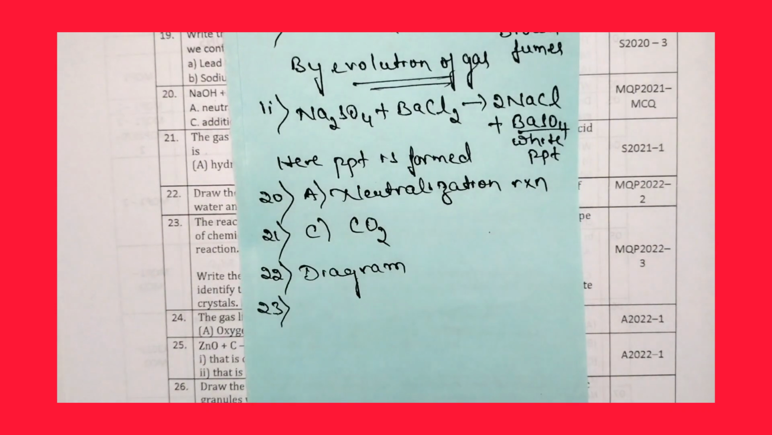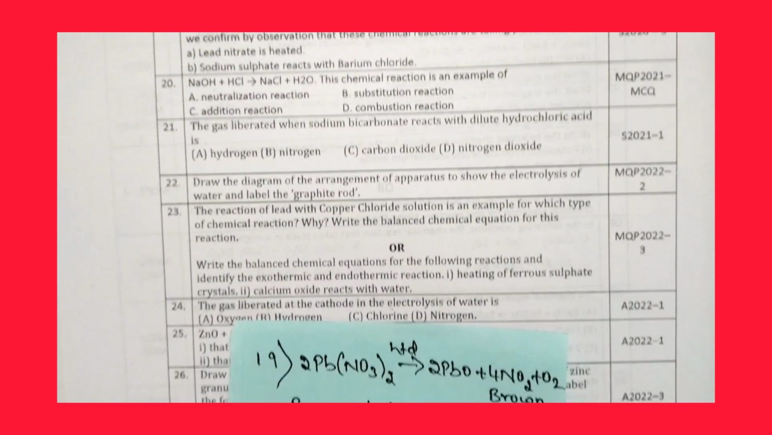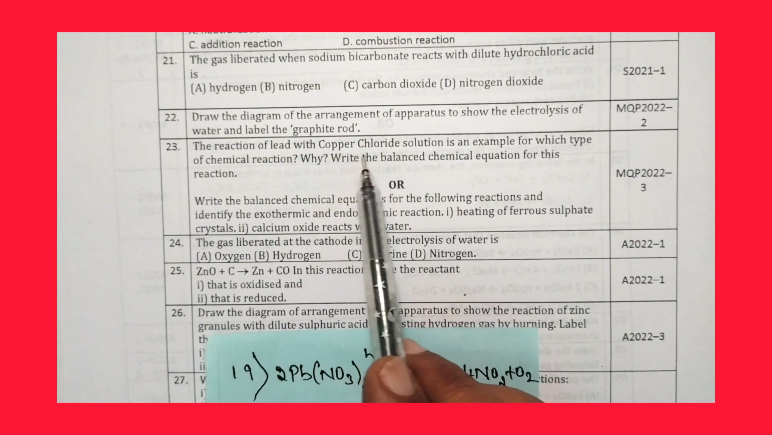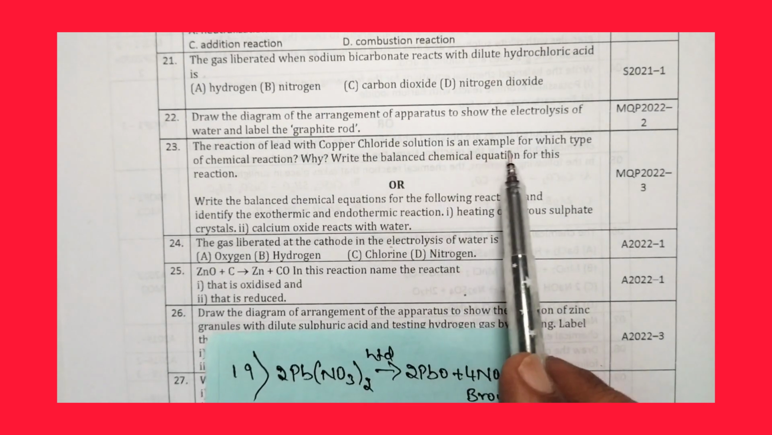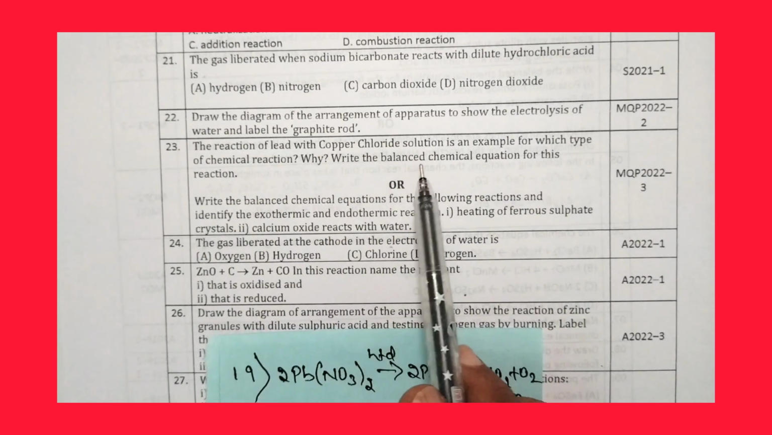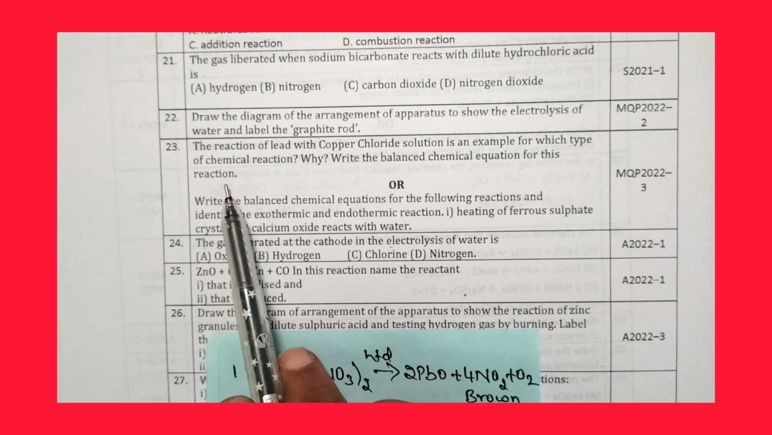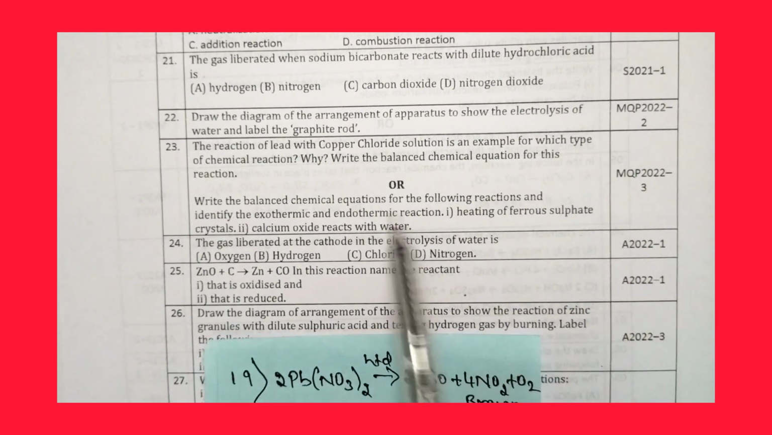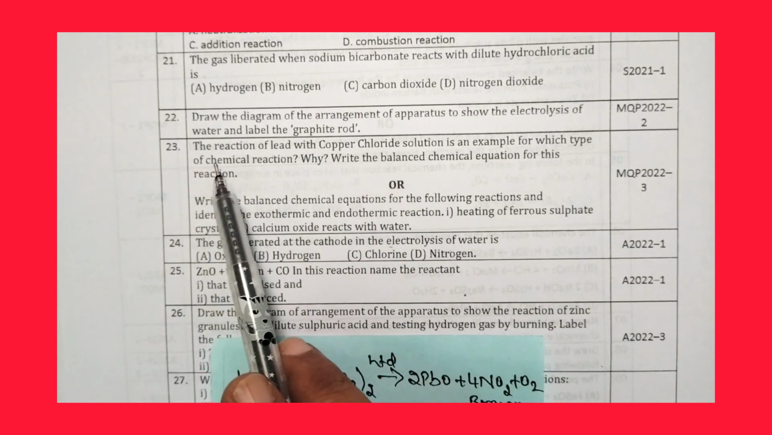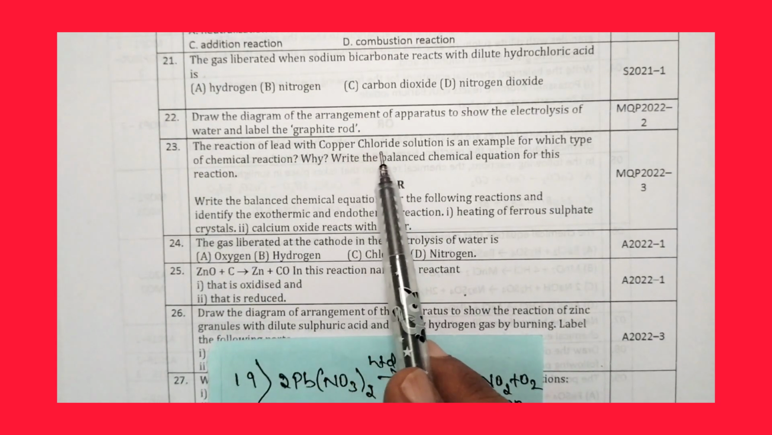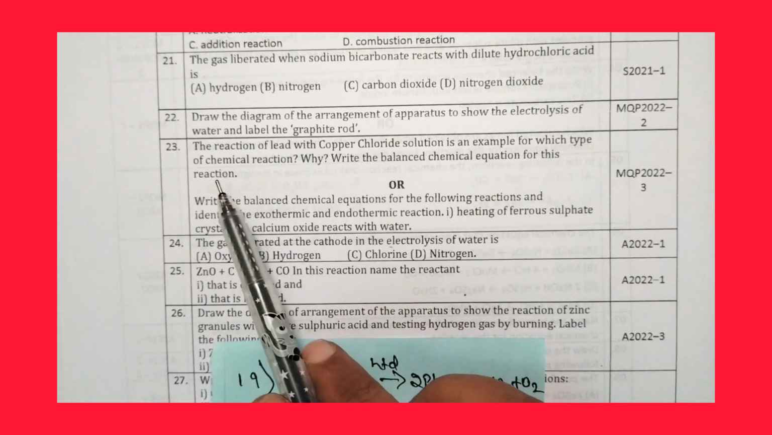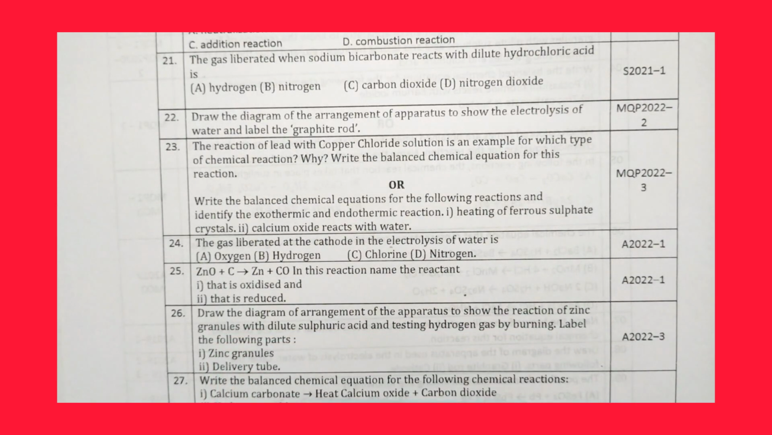Now let us move to the 23rd question. The reaction of lead with copper chloride solution is an example of which type of chemical reaction? Why? Write the balanced chemical equation for this reaction. It is a 3 marks question, and within it there is an internal choice question. So now let us answer both questions. The reaction of lead with copper chloride solution is an example of which type of reaction? So now let us answer.